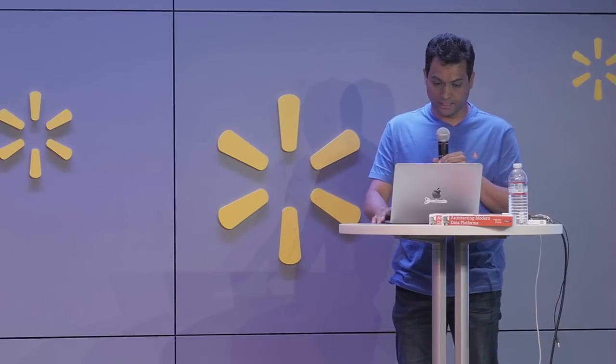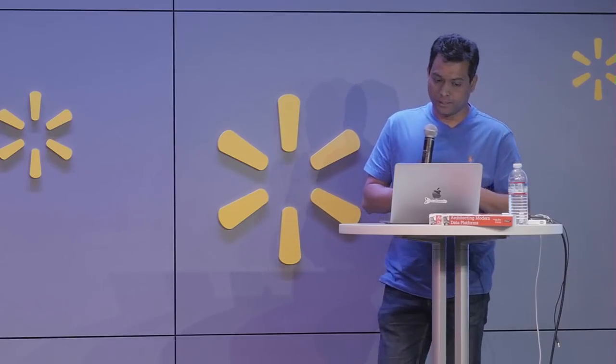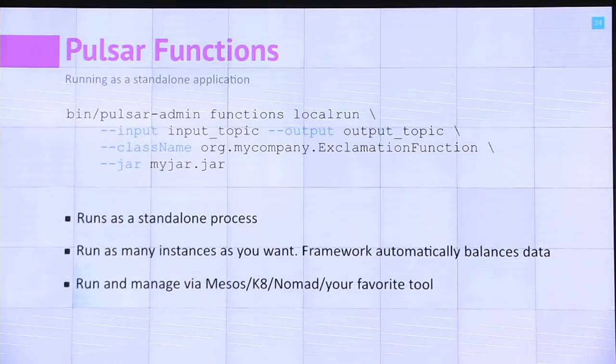As I said, built-in state management. How do we run functions, right? Very simply, you can run it as a standalone application. So you had your exclamation example or whatever it is. Wherever you are, you can actually just run it as a JVM process. Pulsar admin is an inbuilt tool utility that we provide alongside Pulsar. It's a thin REST API interface kind of thing. You can say functions local run. Local run is basically you're running the function on your laptop or wherever it is you're executing this command.